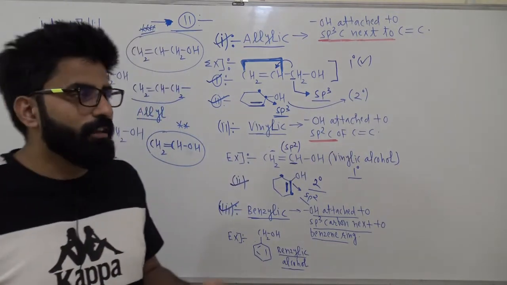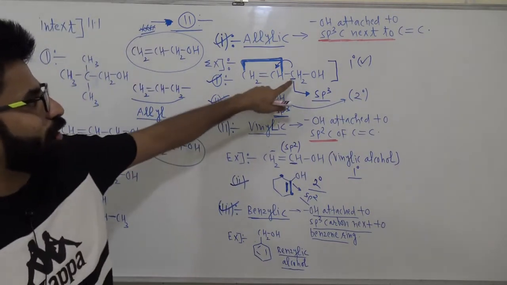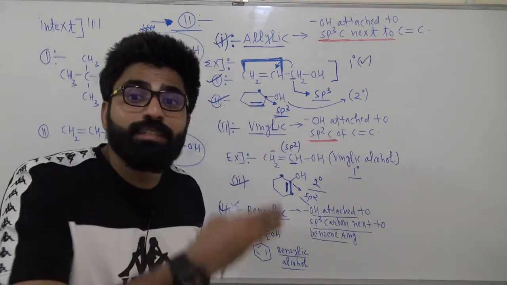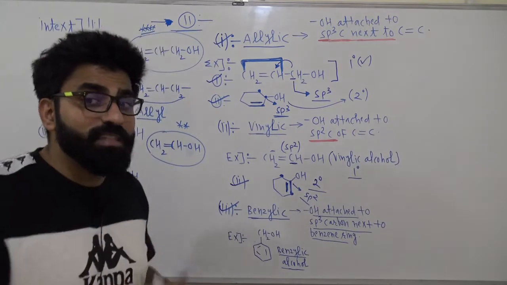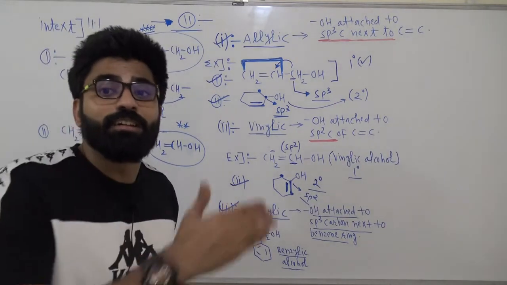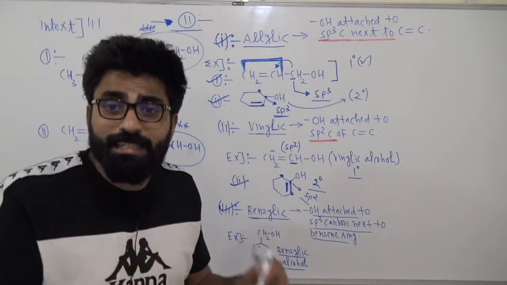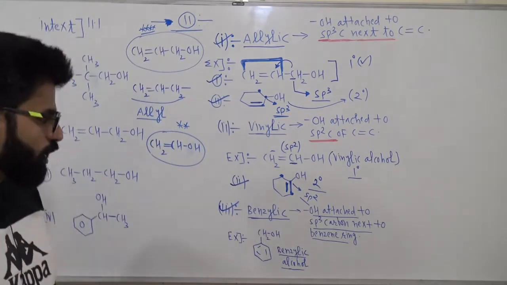Very, very important. Now you're like, sir, in the case of allylic also it is attached to an sp3 carbon. There I said next to C double bond C, but in the case of benzylic I'm saying next to the benzene ring. Both statements are very different. Okay, let's take one example to understand it properly.